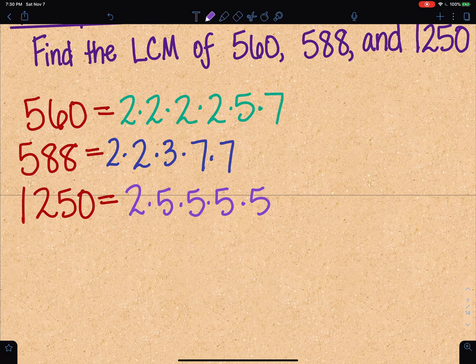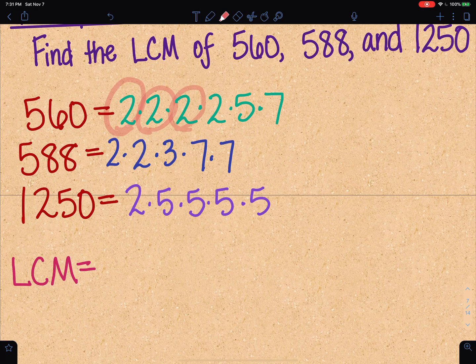So LCM, let's get a beautiful color for the LCM because it's a beautiful idea. Now we're going to go through. Let's start with the number 2. How many times is the greatest number of times it appears? As I scan through, I see that in 560, it appears 1, 2, 3, 4 times. That's a lot. 2, 2, 2, 2.